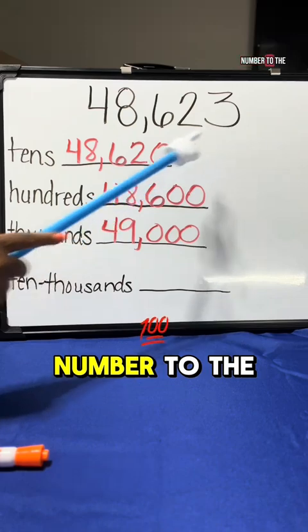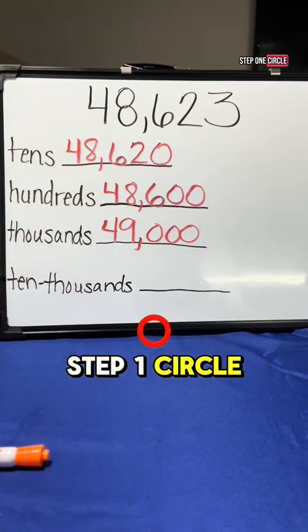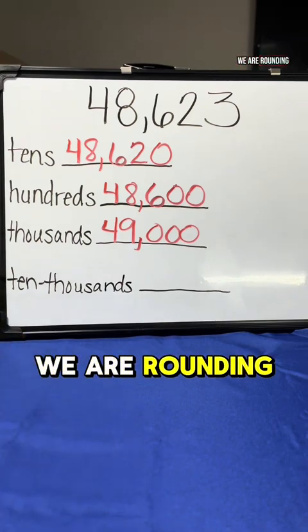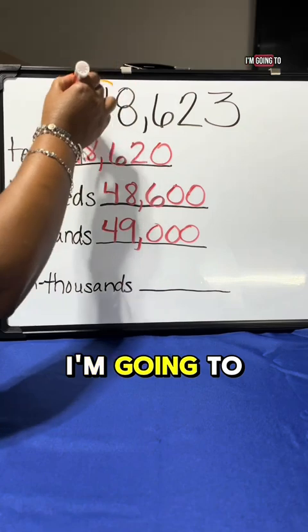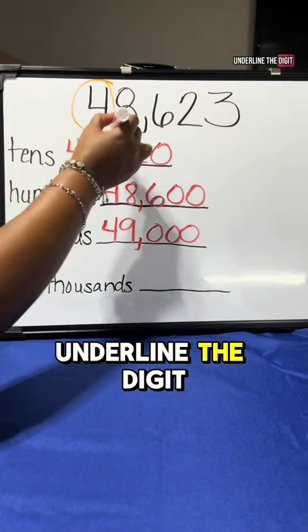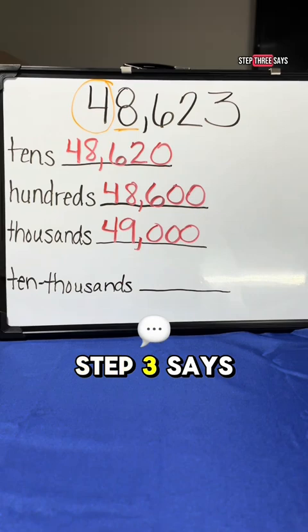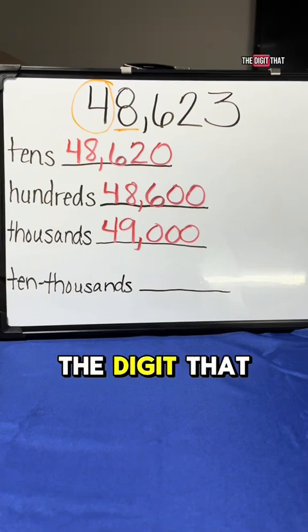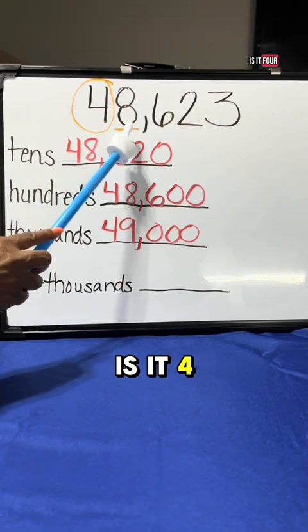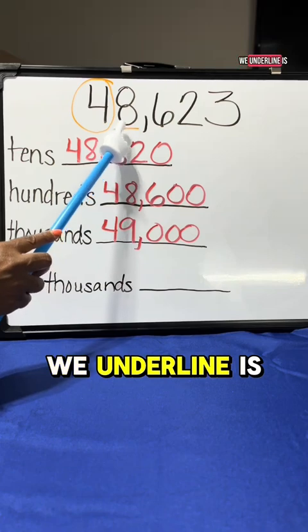Let's round this number to the nearest 10,000. Step 1, circle the place we are rounding. We are rounding to the nearest 10,000. I'm going to circle the 4. Step 2, go next door, underline the digit to the right. I'm going to underline the 8. Step 3 says to ask yourself, the digit that we underline, is it 4 or less or 5 or more? This number that we underline is 5 or more.